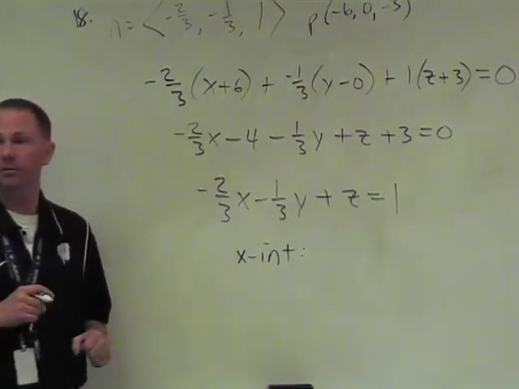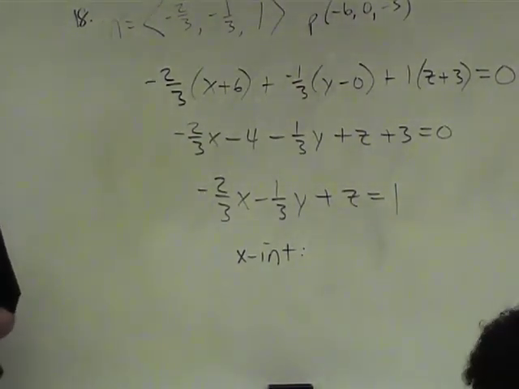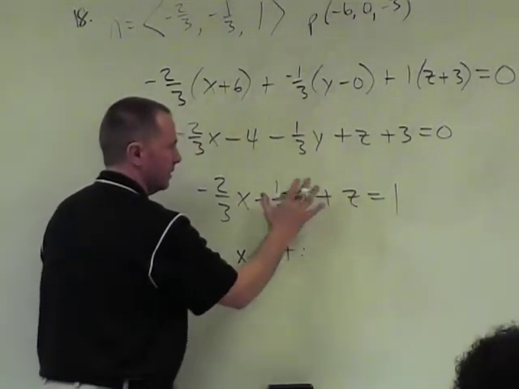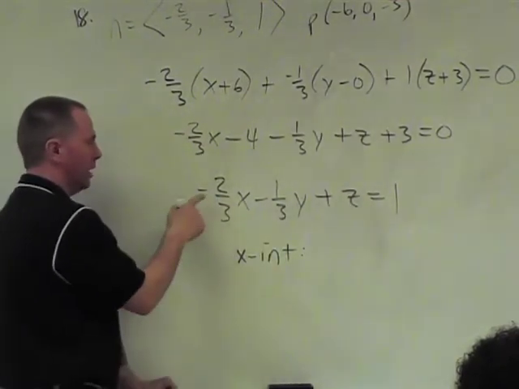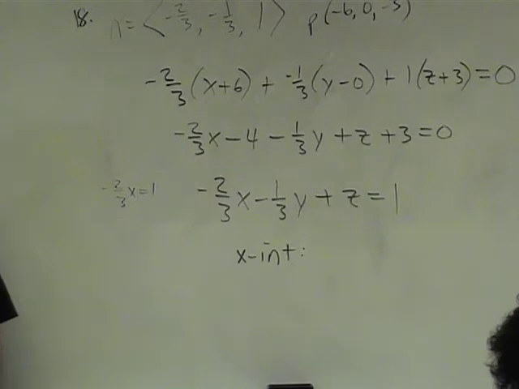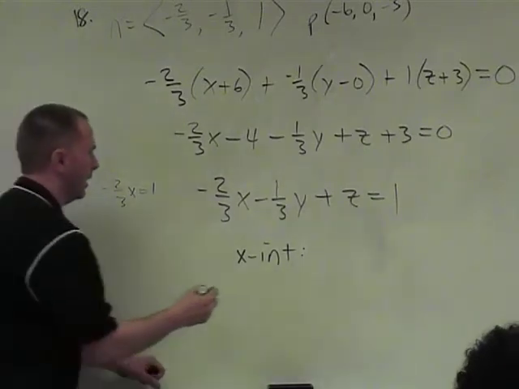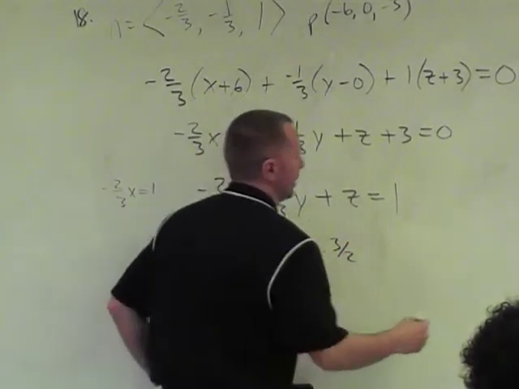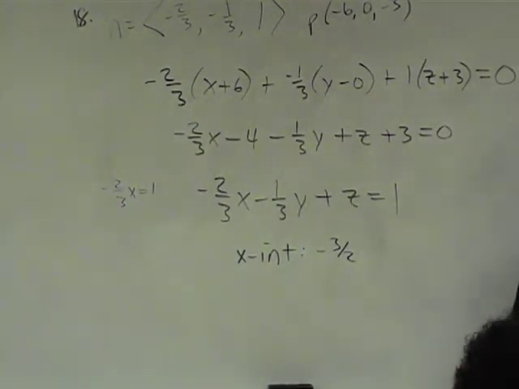X-intercept, can I go on? The x-intercept is when y and z are 0, so those are gone. So I have negative 2/3 x equal to 1. What does x equal? Negative 3 halves. I'll draw the graph as we do it. Negative 3 halves, 1, 2, 3. It'd be negative 1.5.